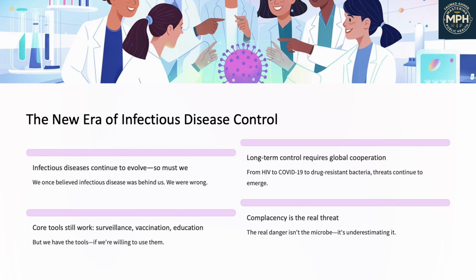Conclusion: we once believed infectious disease was behind us. We were wrong. From HIV to COVID-19, from superbugs to zoonotic viruses, infectious diseases continue to evolve, and so must our response. The core lesson: public health must remain strong, flexible, and globally connected. The tools we've always used, surveillance, vaccination, treatment, education, still work. But they need funding, support, and trust. Because in the battle between humans and microbes, complacency is the real killer.